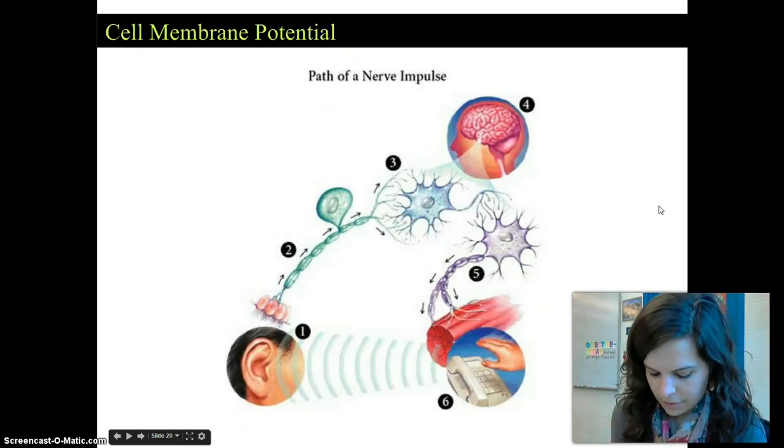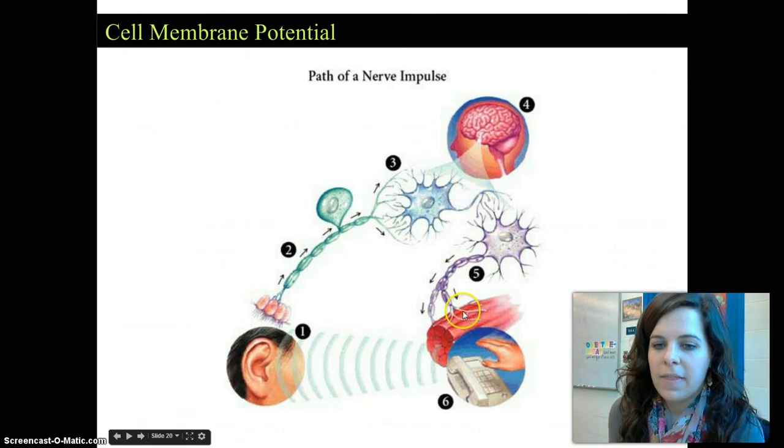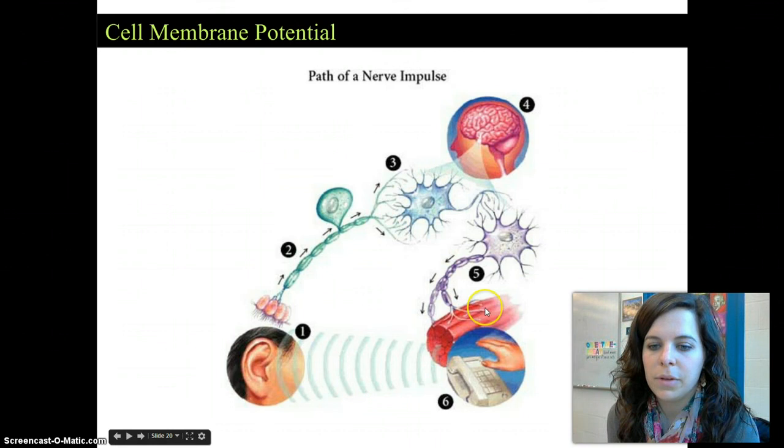So here's the path of a nerve impulse. You're going to have your sensory receptor, and the impulse is going to travel down the sensory neuron to the brain, or to the integration point. Then it's going to come back and go through the motor neuron, and then you'll have your effector organ. In this case, if you hear the phone ringing, you pick up the phone. So it's a very, very quick process.